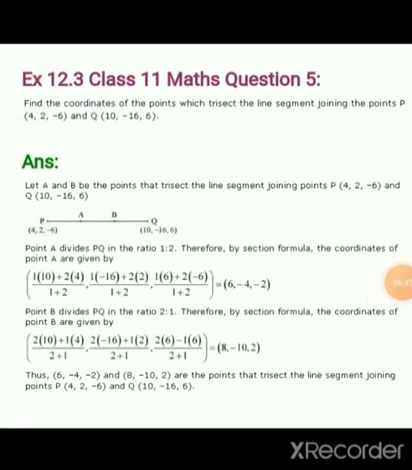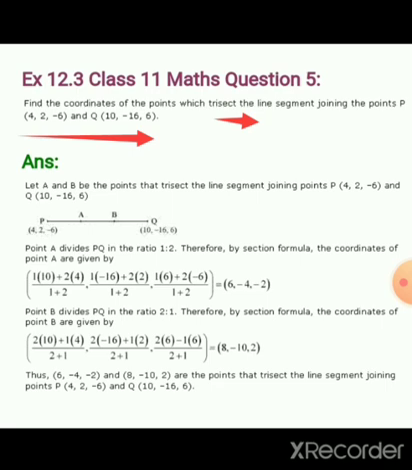Next question is find the coordinates of the points which trisect the line segment joining the points P(4, 2, -6) and Q(10, -16, 6). So here they have given trisect. Trisect means the line segment divides the points in the ratio, tri means 3. So either you have to consider 2:1 or 1:2. If you consider m equal to 2, consider n equal to 1. Next, if you consider m equal to 1, you have to consider n equal to 2. Therefore, consider here two cases.